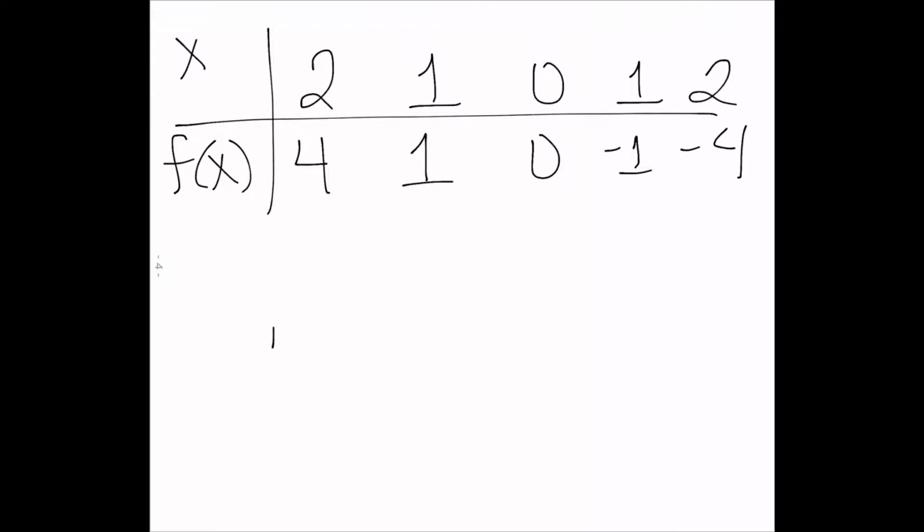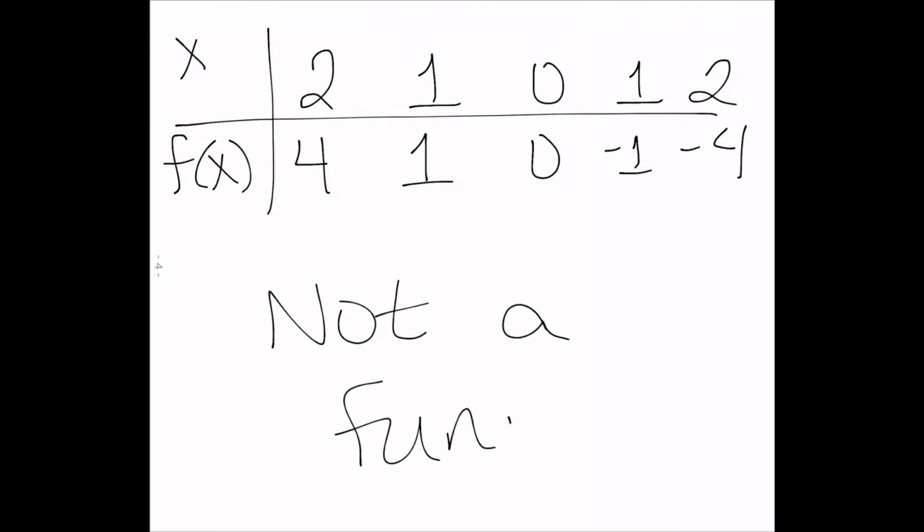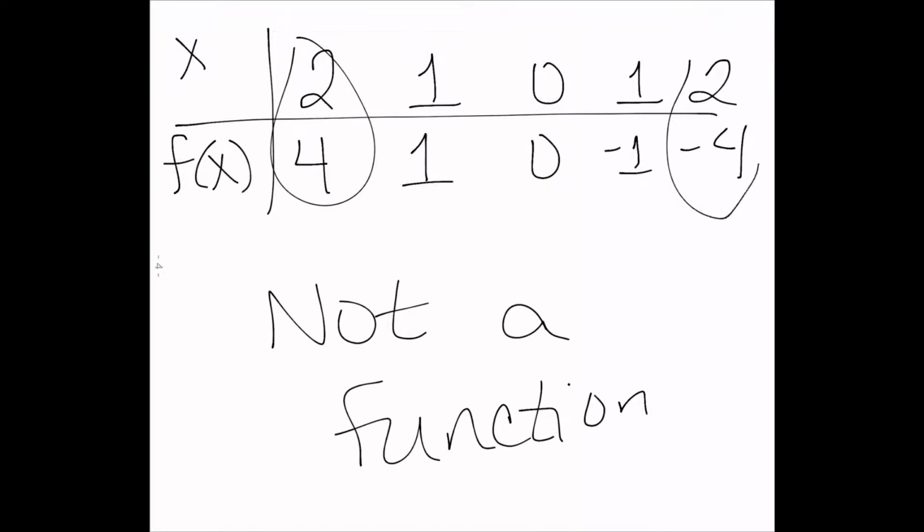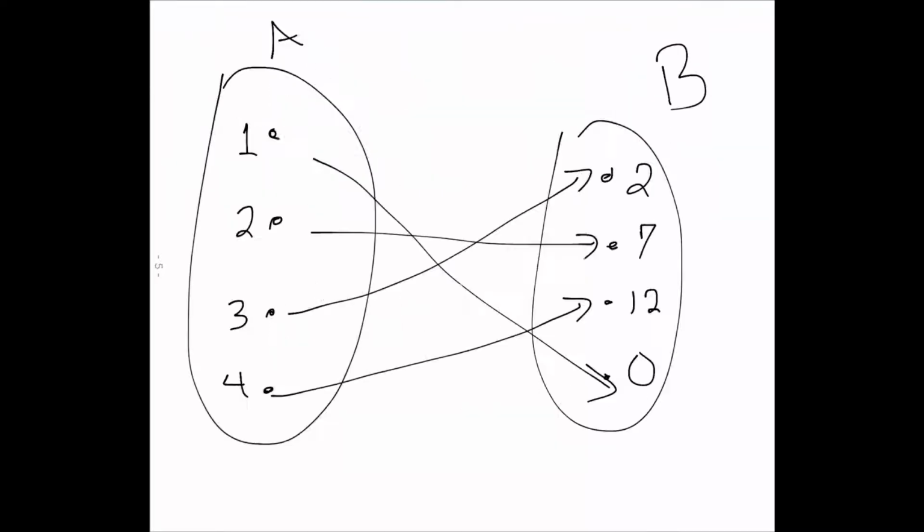And this right here would be an example of something that's not a function. In particular, if I look through my x row, you'll notice that we have 2 assigned to 4 and 2 assigned to -4, and this becomes a problem. So we can have our f of x repeated, but we cannot have the x's repeated. Every x should go to only one value for y, or for f of x.